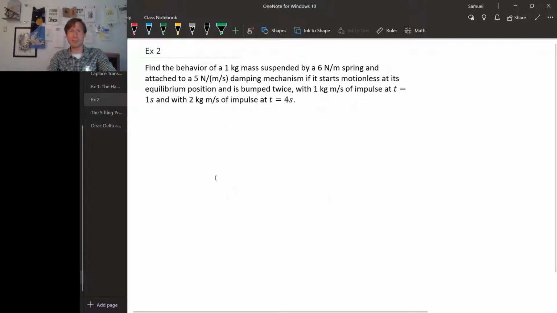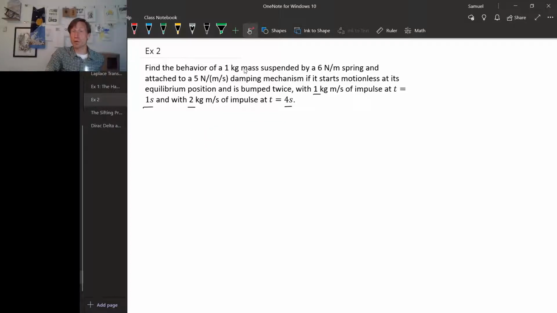Let's look at another example. So let's find the behavior of a 1 kilogram mass suspended from a 6 Newton per meter spring and also attached to a 5 Newton per meter per second damping mechanism if it starts motionless from its equilibrium position, and we bump it twice. So we give it 2 impulses, one at time 1 with 1 unit of impulse, and another bump at time 4 with 2 kilogram meters per second of impulse.